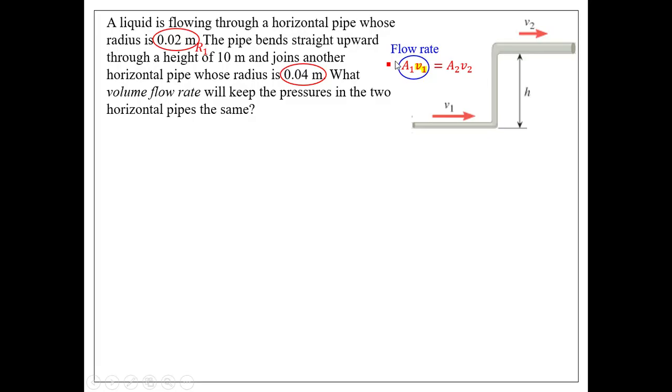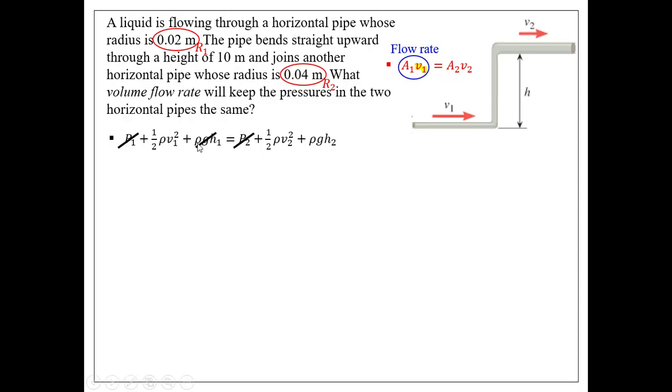So in order to find the flow rate, I need A1 and V1. Again, I'm going to choose the left side, A1 and V1. So I need to find A1 and V1. To do this, I'm going to set up Bernoulli's equation. The key phrasing in this problem is that it says what flow rate will keep the pressures in the two horizontal pipes the same. Because it wants to keep the pressure the same, I can cross out P1 and P2. P1 and P2 do exist in Bernoulli's equation, but both of them are the same. Therefore, I'm going to cross them out.